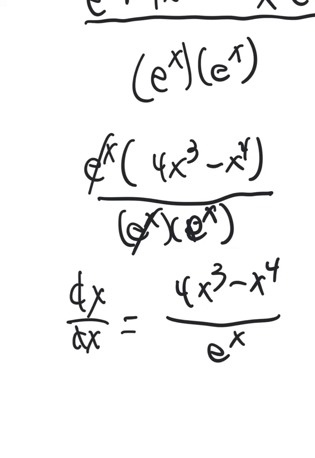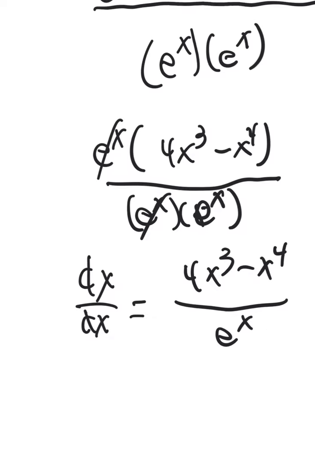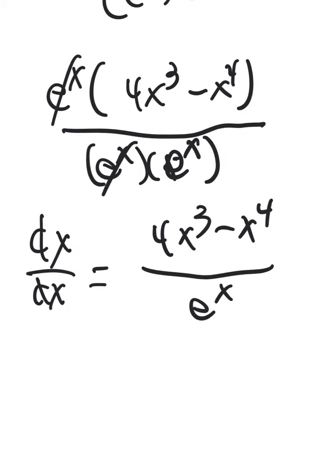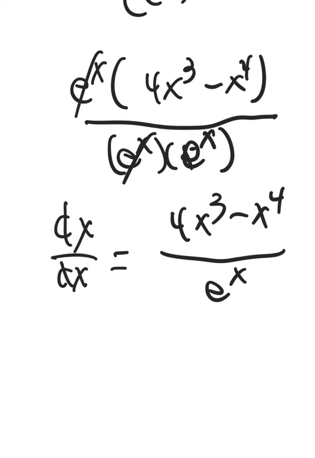And then again, like with the product rule, we can just plug in any point and then find the slope of a tangent line at that point. And we just plug it into this formula for the quotient rule.